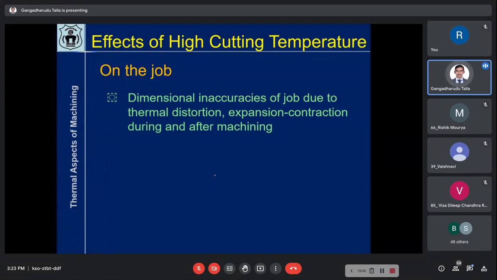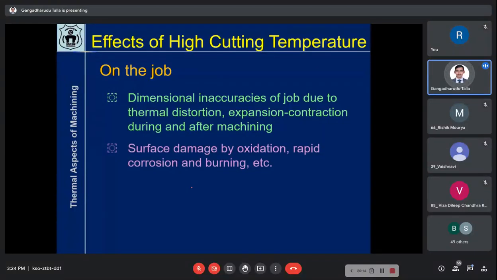And even after cutting, some temperature is generated. You have cut the material. Now after cutting, the material will go for contraction. So then the dimensions will change. Ideally, there should not be any change in the dimensions once the process is over. But if the temperature is high, there will be some change in dimensions.